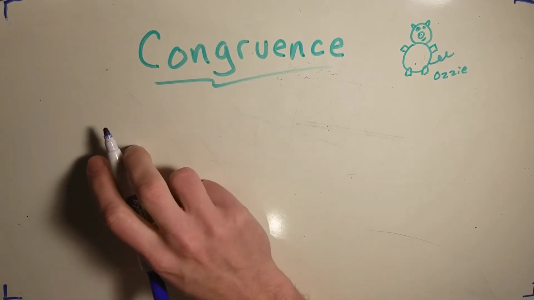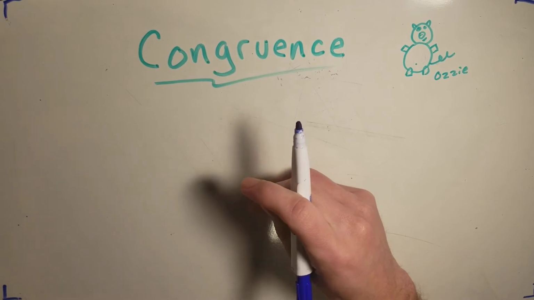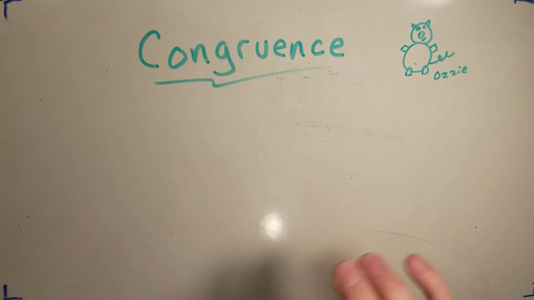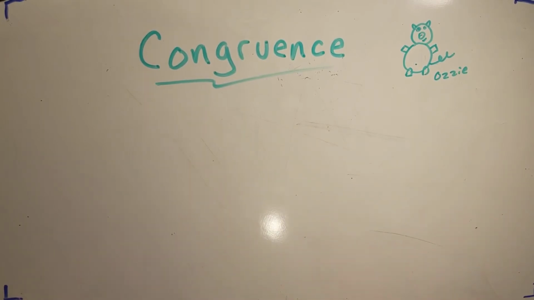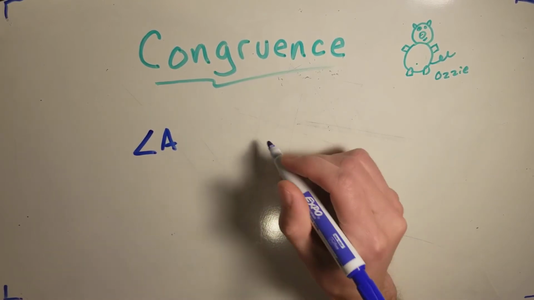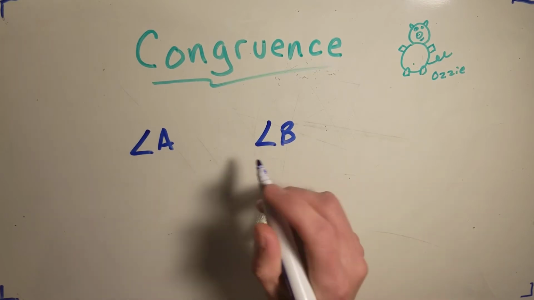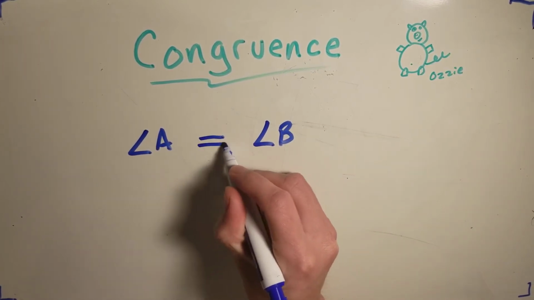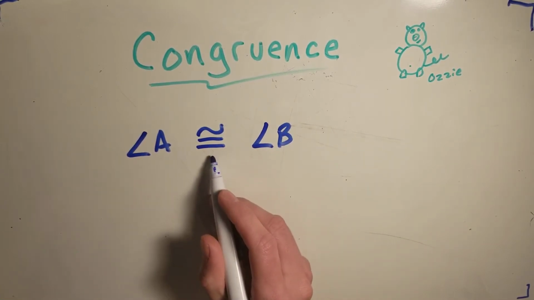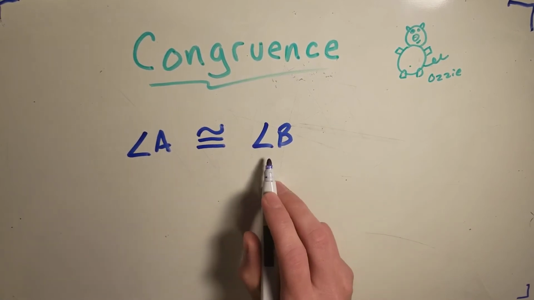Alright, so the definition that we have for congruence is having the same size, same shape, and equal measurements. And for congruent angles, we're really going to focus on that equal measurement part. So if we have two angles, we'll say angle A and angle B, and these two angles are congruent, we have a special symbol for that. The symbol looks like an equal sign with a little marking above it. This is a congruence marking, or a congruence symbol.